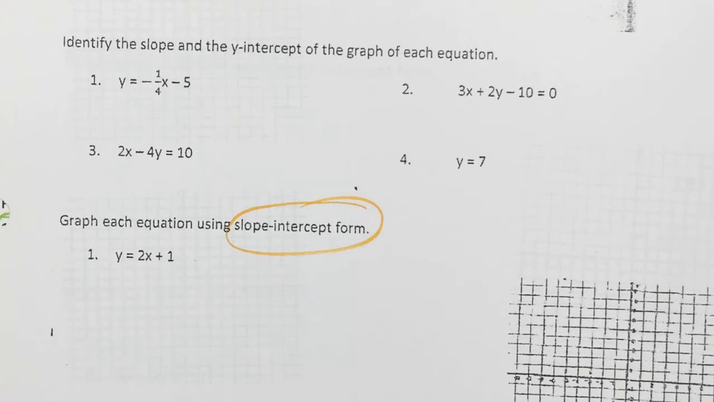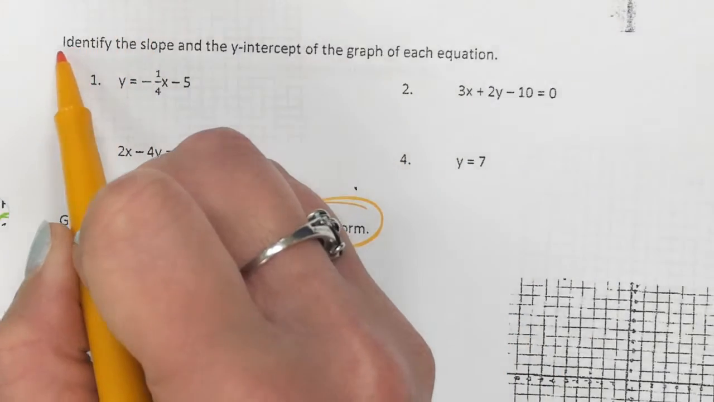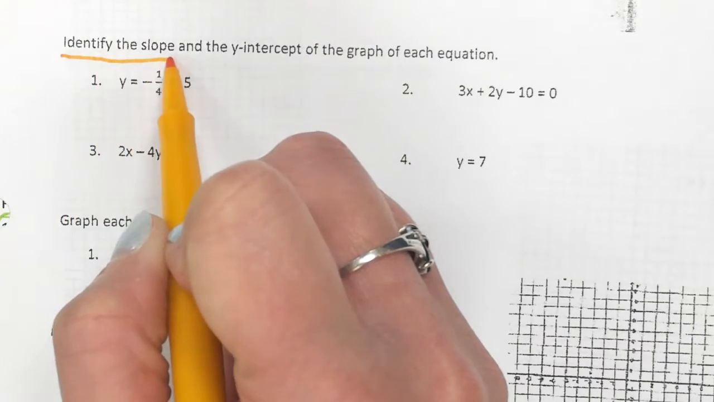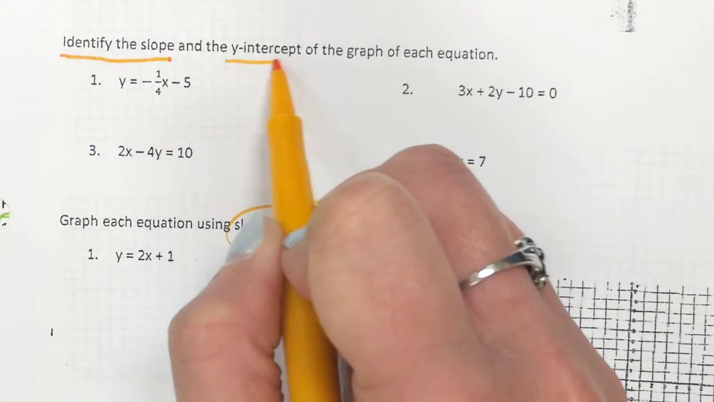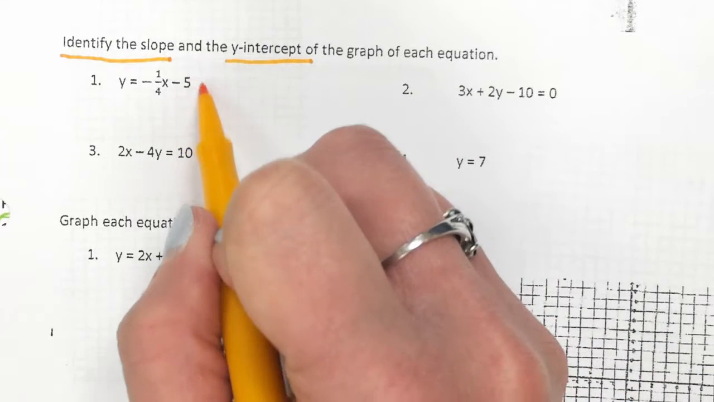Okay, number one, is it already by itself? Yeah. Number two, is it by itself? No, it's not. So you got to get it by itself. All right, number one right here. All it says to do is identify the slope and the y-intercept. What about number one? What's the slope?